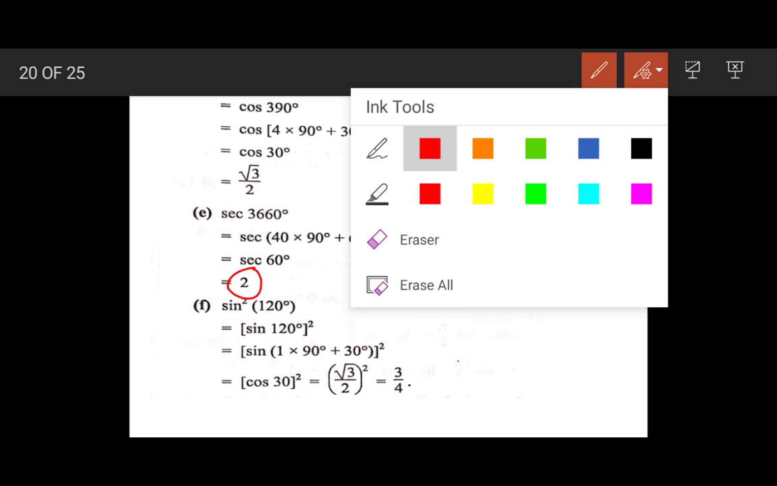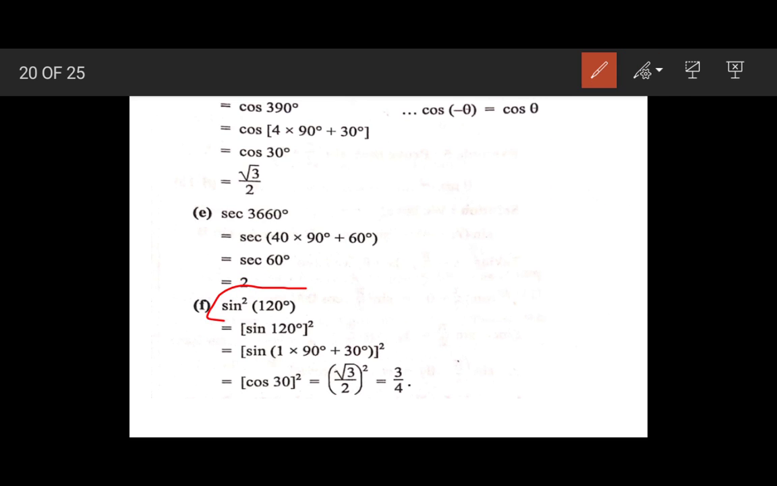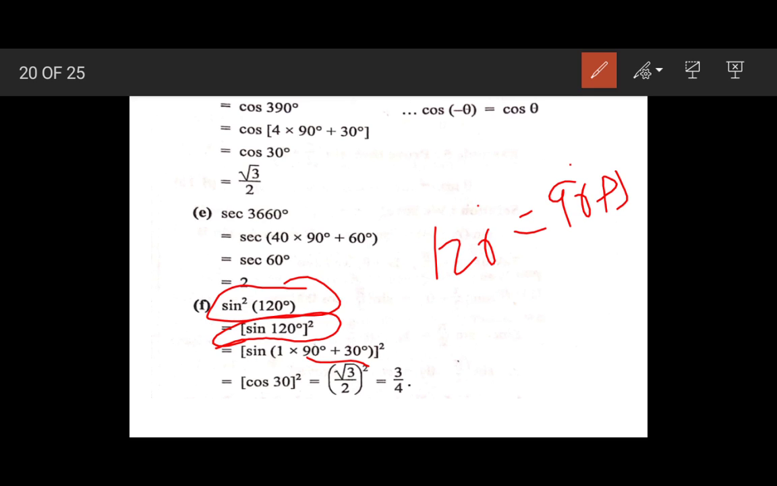Now next, sin square 120 degree. We can write this as sin 120 whole square. Now can I write this 120 as 90 plus 30, right? 120 degree is 90 degree plus 30 degree. Now this 90 degree can be written as 1 into 90 degree. So sin of 1 into 90 degree plus 30 degree.